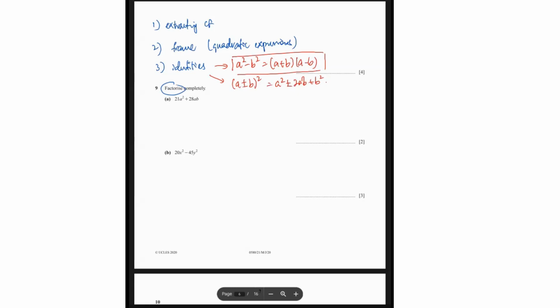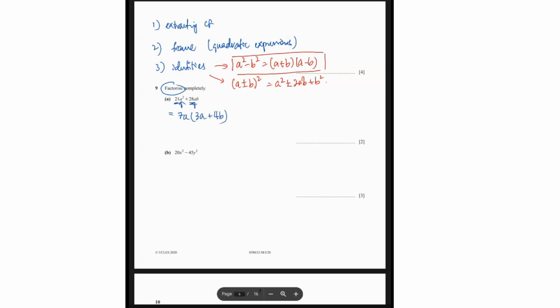Okay, let's move on. 21A squared plus 28AB. Notice I can extract common factors. 21 and 28, a common factor is 7. There's an A squared here, there's an A here, I can extract A. So I'll be left with 3A in the first term and 4B in the second term. And that's it, 2 marks.